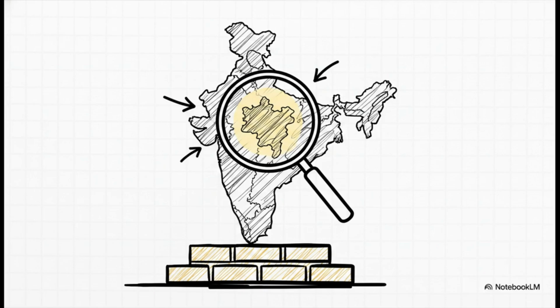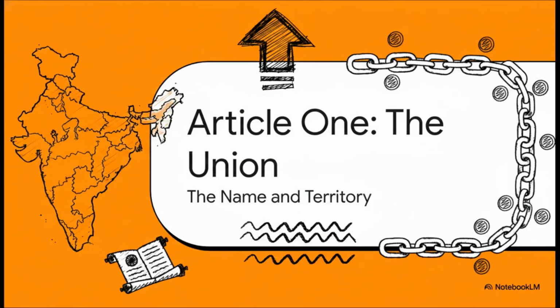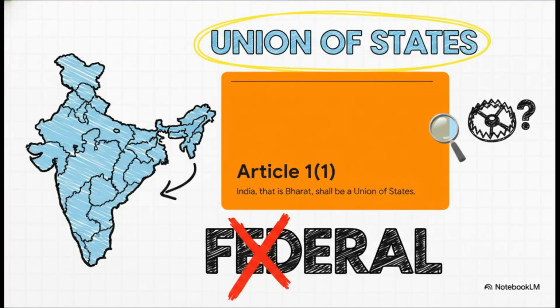Inside these few lines. Moving right along to Section 2, Article 1, The Union, the name and territory. Article 1, Clause 1 explicitly states, India, that is Bharat, shall be a union of states. You've got to memorize this precise phrasing, because notice what is completely missing here: the word federal. Examiners constantly try to trap you by slipping federal structure into the multiple choice options, but the Constitution strictly says union of states. This is a classic PSQ trap, so do not fall for it.